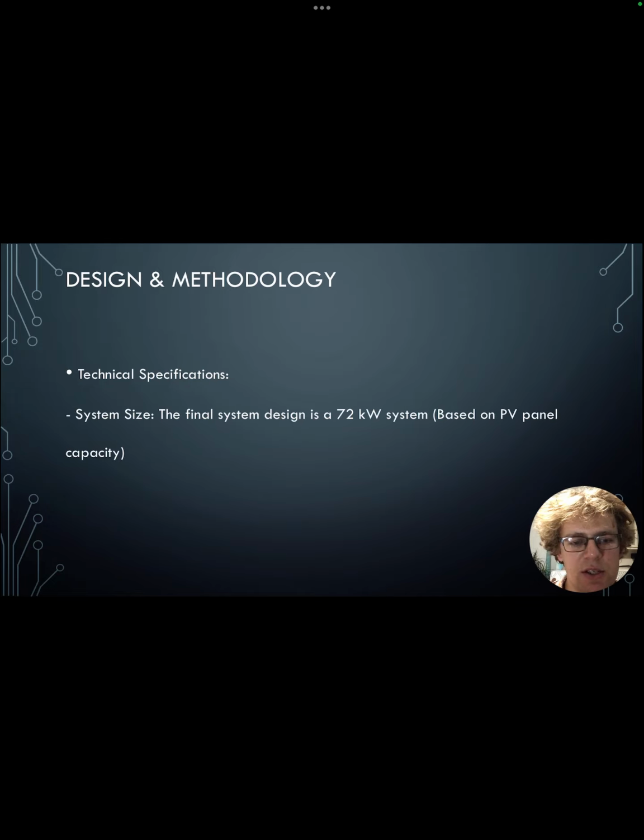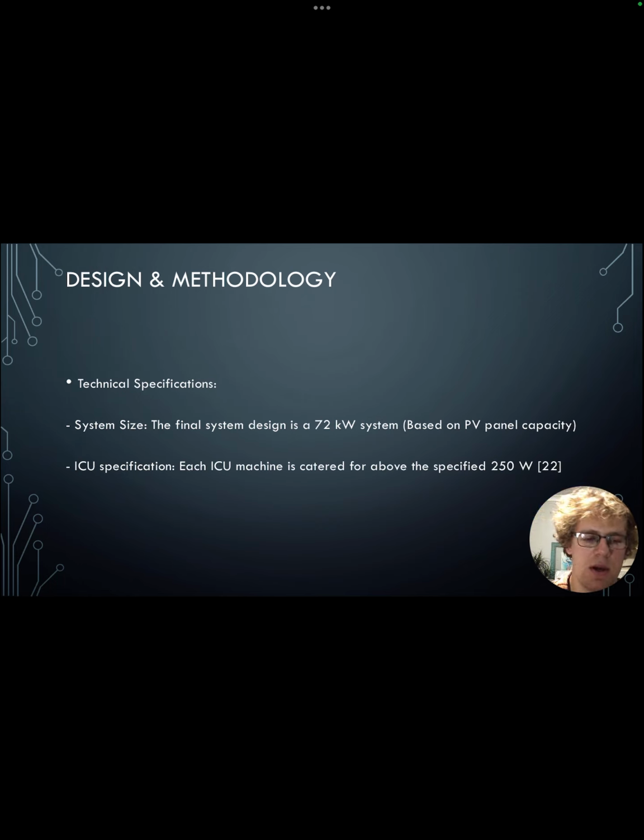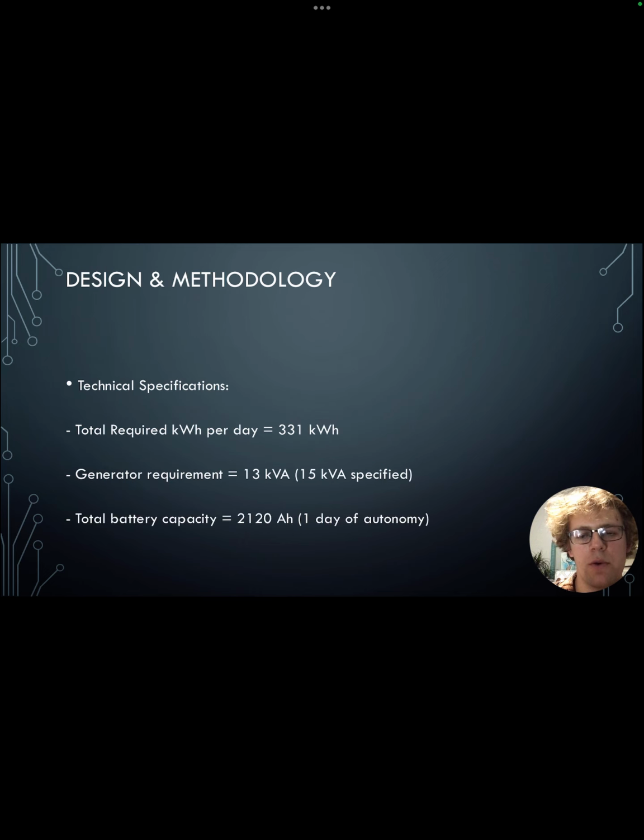The technical specifications of the project, so system size. Now in the report, this is way more detailed and all the calculations are shown. These are just the basic specifications. The final system size is 72 kilowatt solar PV array. This is based on the PV panel capacity. The system size, the ICU specification is that each ICU machine is catered for above the specified 250 watts. So there is more than 250 watts available, but that was the specified amount for each ICU bed. And there are 4 of those.